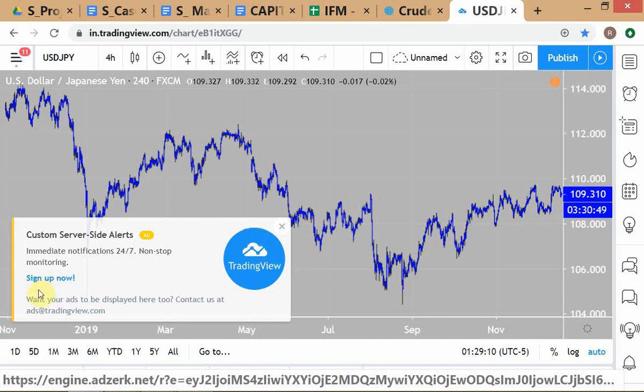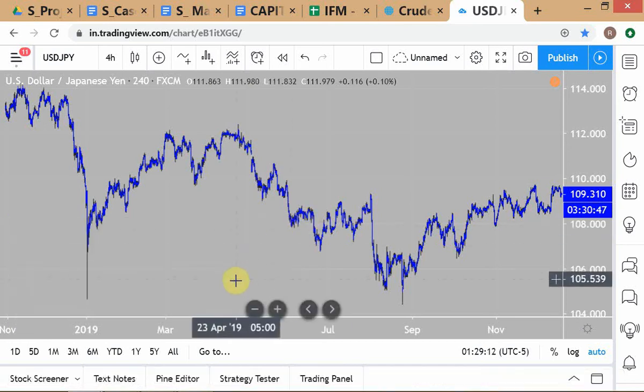Okay, alright, okay guys, let's focus on this. So here you have dollar yen. Okay. So if you have a view on dollar yen, you can implement that view in various ways. You can implement that view by trading in spot.